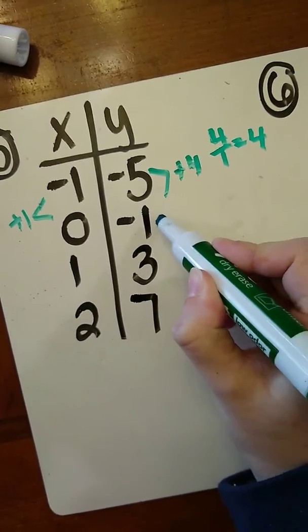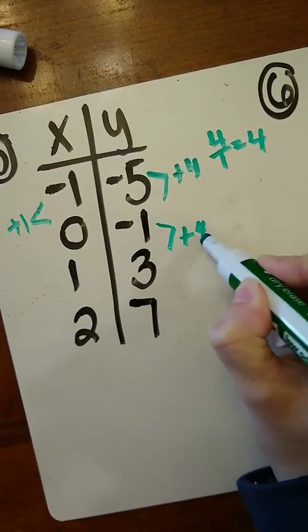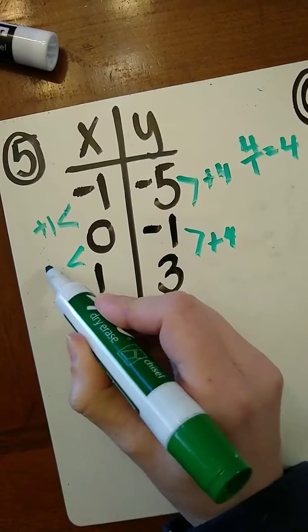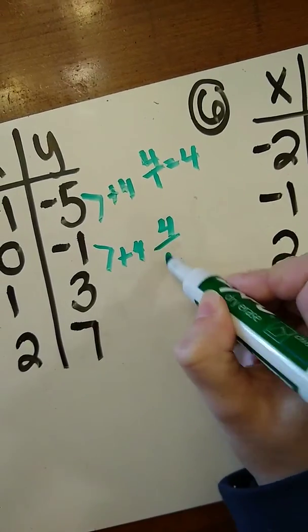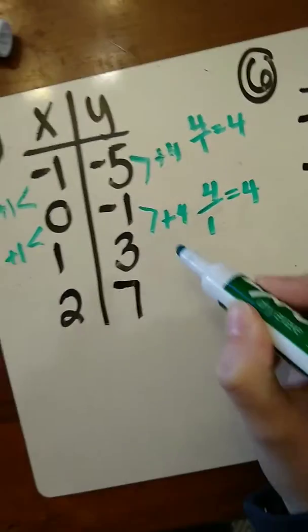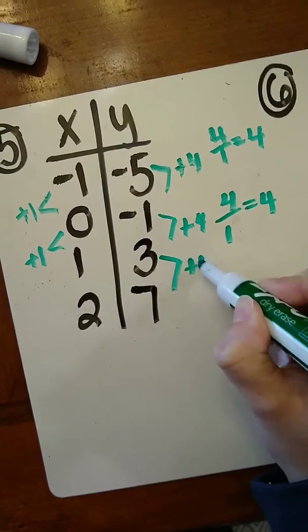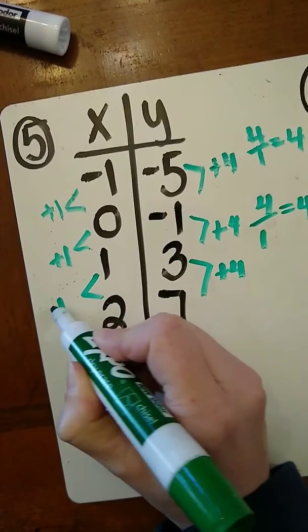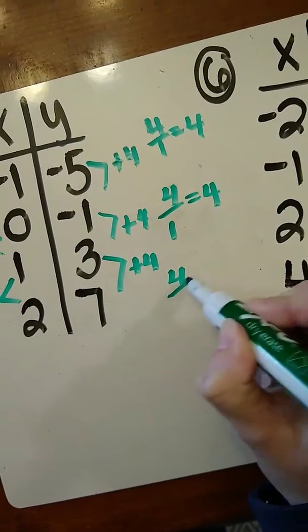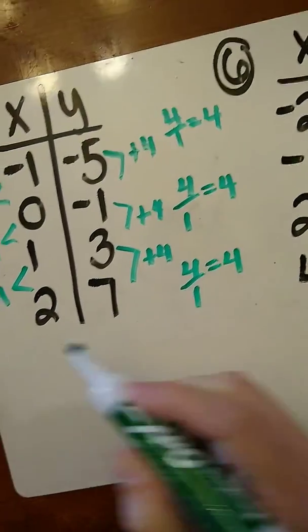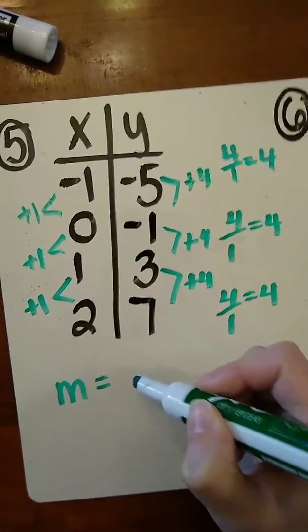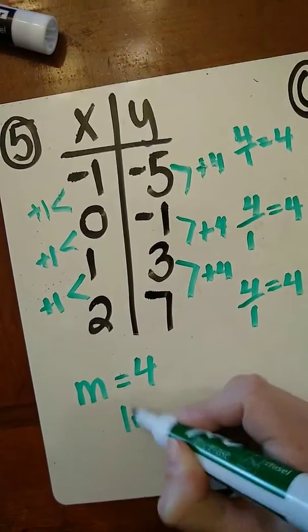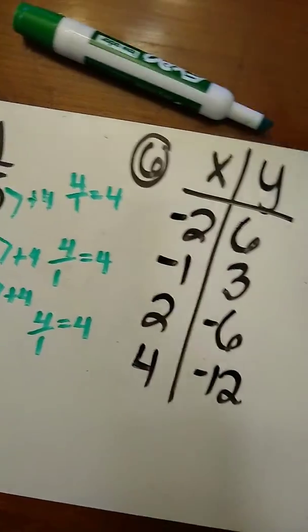To get from -1 to 3, I have to add 4. To get from 0 to 1, I have to add 1, which is 4 over 1, because it's y over x. Change in y over change in x, which is 4 again. To get from 3 to 7, I have to add 4. To get from 1 to 2, I have to add 1. That's 4 over 1 again, which is still 4. Therefore, the slope of the line represented by this table is 4, and it is linear. If we look at our next example, I'm going to change colors, so they won't blend in together.